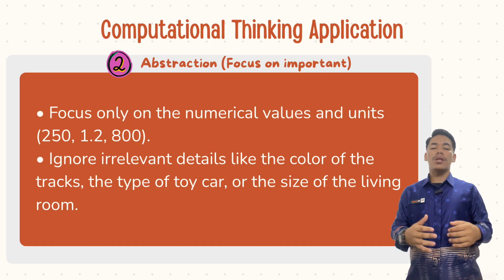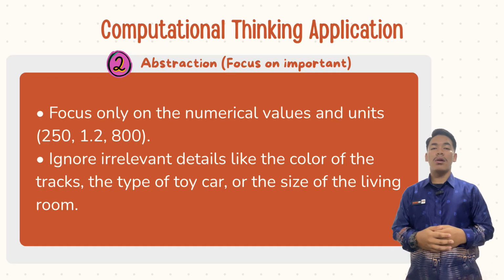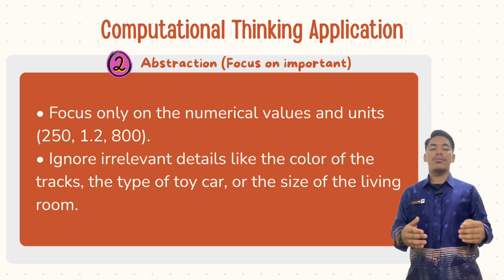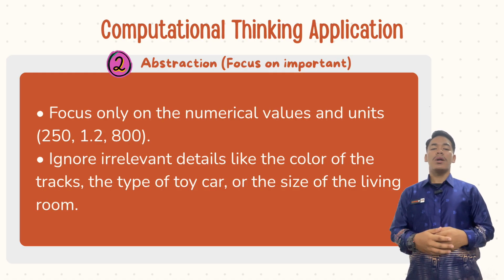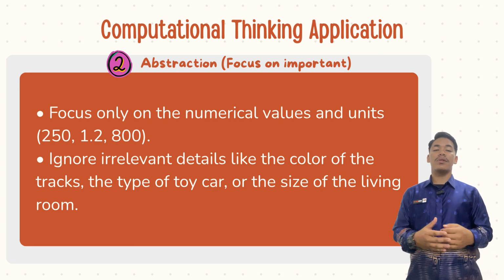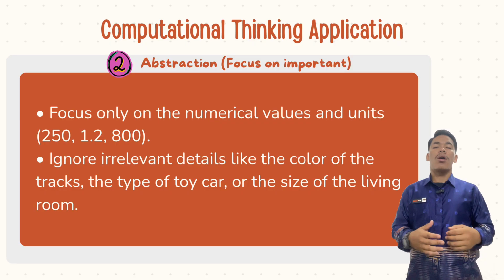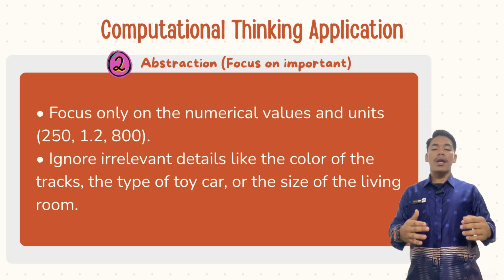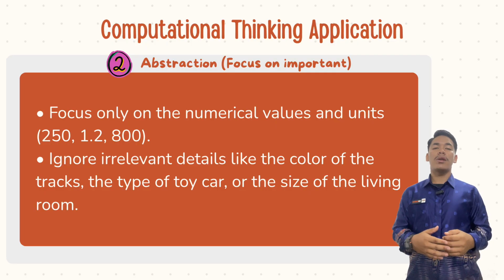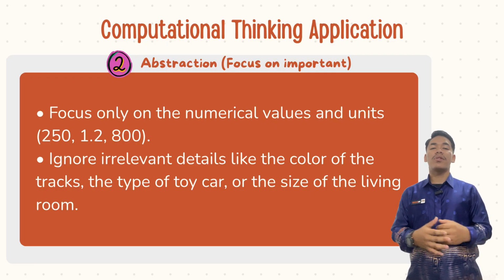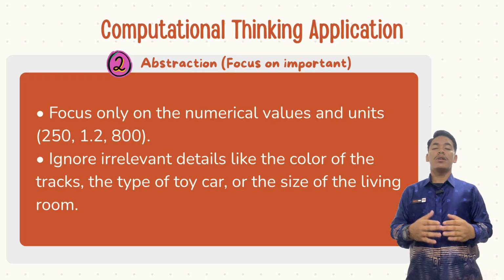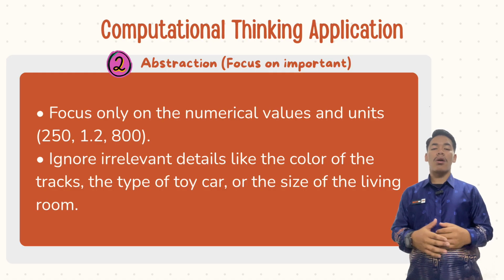As you can see on the slide, we teach the students to perform abstraction by separating the story from the map. What is irrelevant? Details like the color of the track pieces, the brand of the toy cars, or the fact that the track is being built in the living room. These are fun details for the narrative, but they don't help in the calculation. What is essential? Only the numerical values and their respective units: 250 cm, 1.2 meters, and also 800 mm. By focusing strictly on these numbers, students reduce the complexity of the task and avoid information overload.